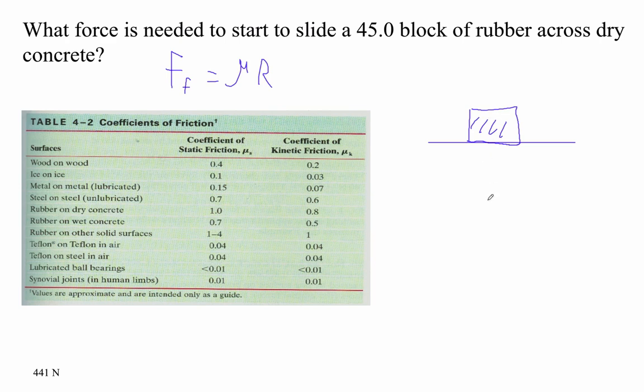So gravity's pulling this down. By the way, this thing is also pulling the Earth up. You know, that's kind of fun. But gravity's pulling this thing down. This thing reacts to that force and exerts a force upward.